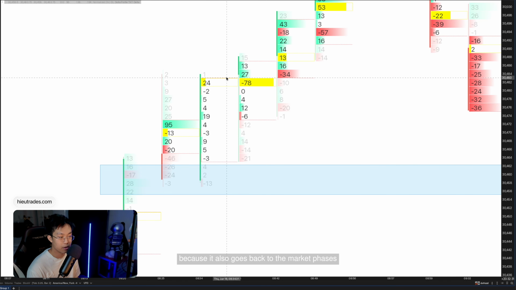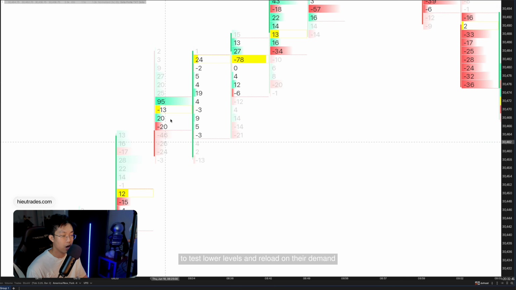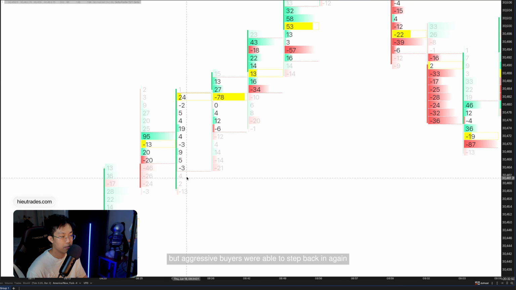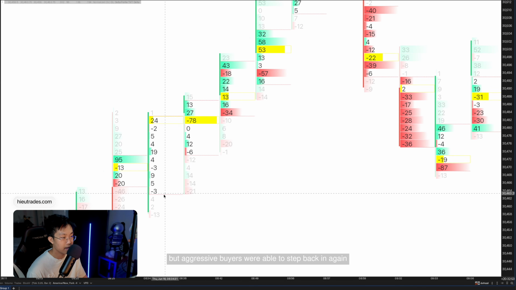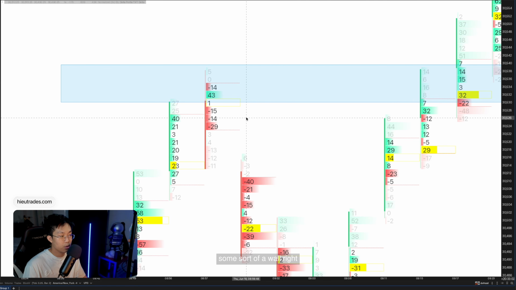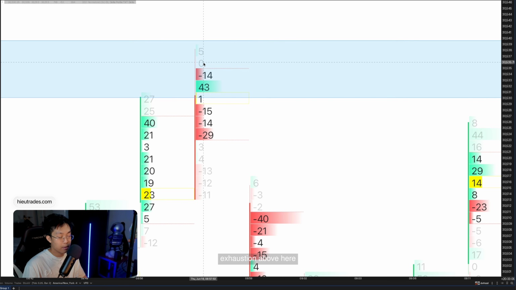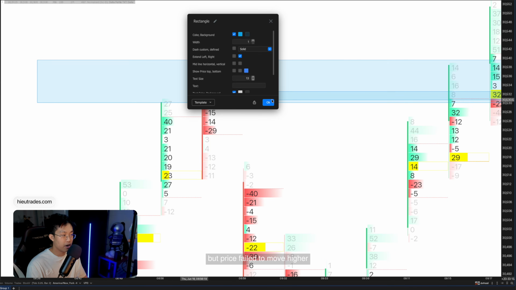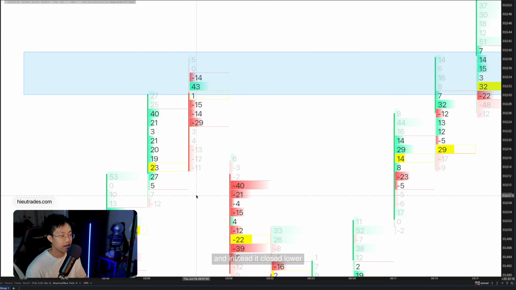Because it also goes back to the market phases. It can't always continue in an expansion, uptrend or downtrend for an unlimited period of time. Eventually, they will always have to pull back to test lower levels and reload on their demand. So that is what you had here: exhaustion, but aggressive buyers were able to step back in again until we eventually reach some sort of a wall, right? Exhaustion above here, with aggressive buyers fading, aggressive sellers start to take control. Aggressive buyers dominated this level, but price failed to move higher, and instead it closed lower.